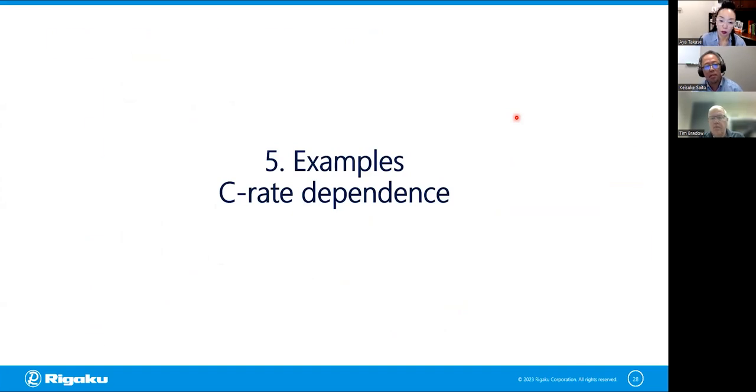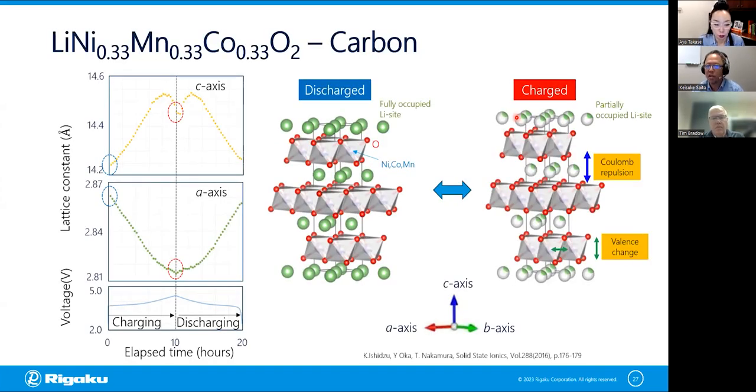So that's the NMC, nickel manganese cobalt oxide example, just in case. Did you receive any questions, Tim? Yes, actually, we received several questions.